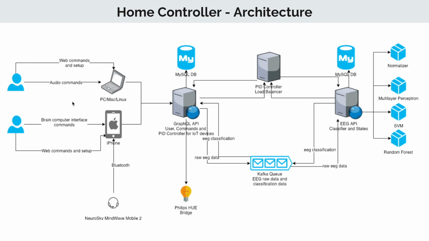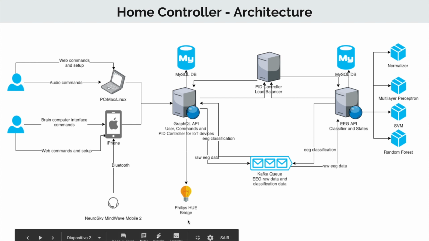Whenever the commands are dispatched, they are dispatched to a GraphQL API. This GraphQL API is responsible for authenticating users and also registering users, dispatching commands and also registering commands. It also contains our PID controller, which is going to balance out all the inputs from the users and communicate directly with the IoT devices. So this is our central hub here.